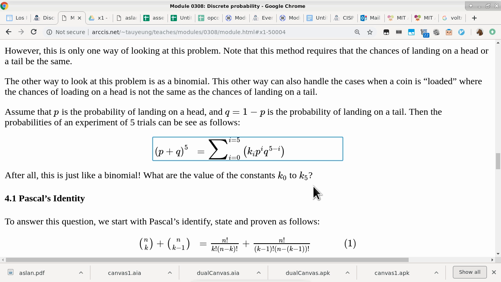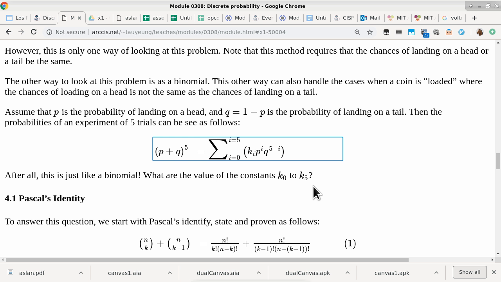I mean, each term would involve a certain power of p and a certain power of q. The relationship between the power of p and the power of q is that the powers have to add up to 5. Does it make sense? Because all you're looking at is how we combine the p's and the q's when we are multiplying p plus q times p plus q times p plus q and so on.